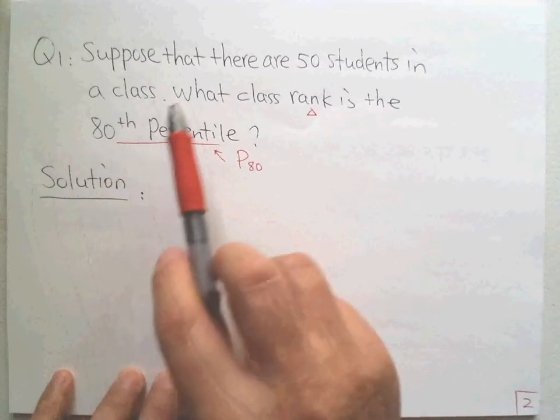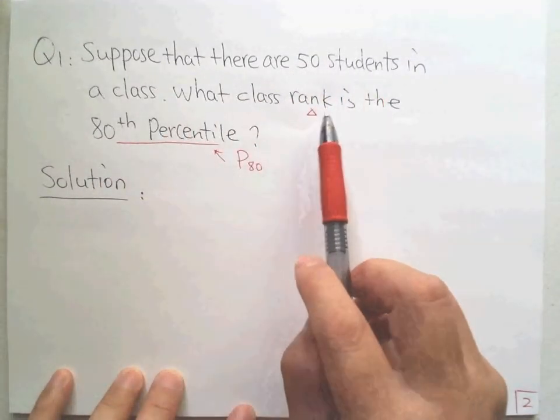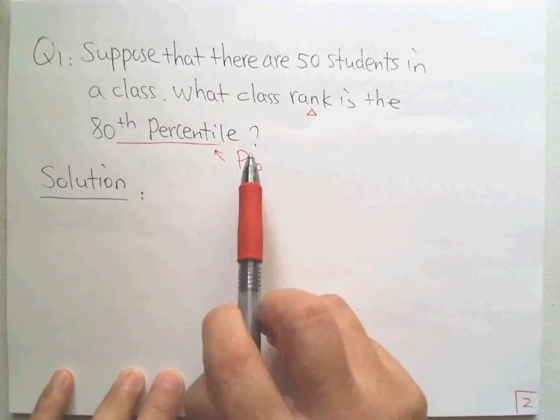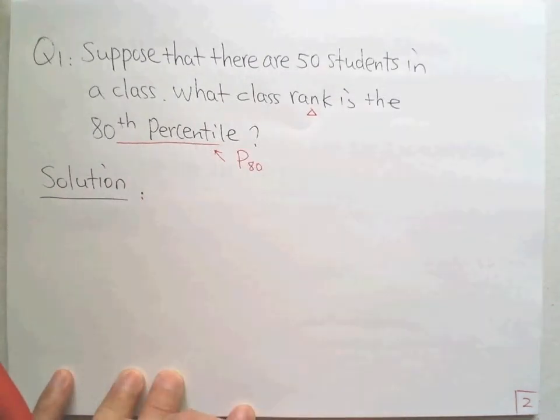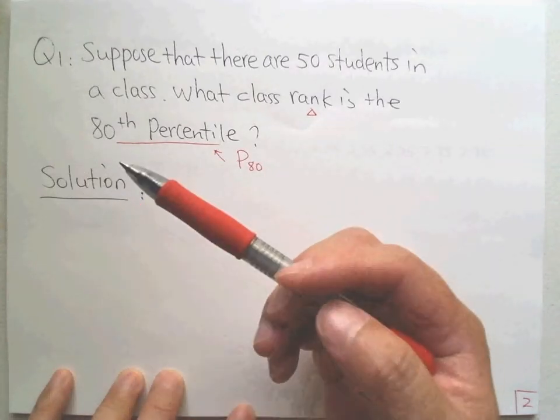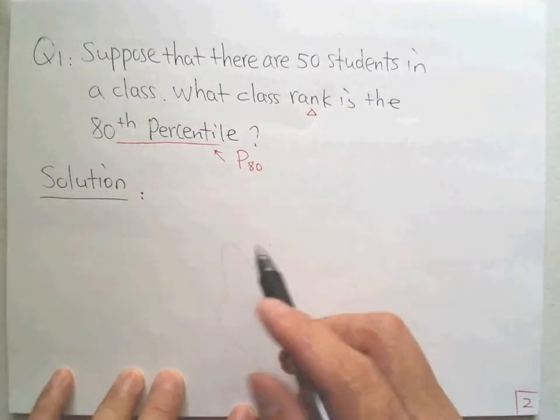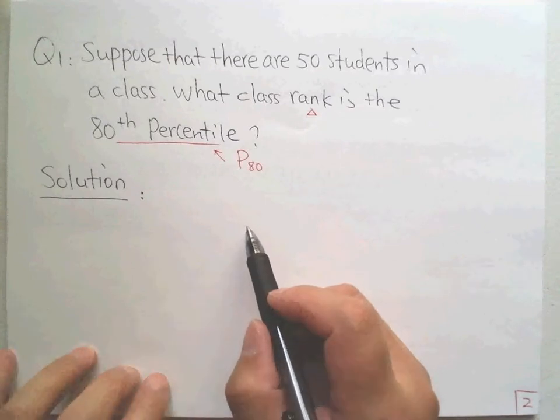Suppose there are 50 students in a class. What is the rank in the class for P80? So 80 is the percentile. What is the rank? Is it number 1, number 2, number 10, or number 20? So this is the order, or the rank. So how do we solve this? This is an easy question.